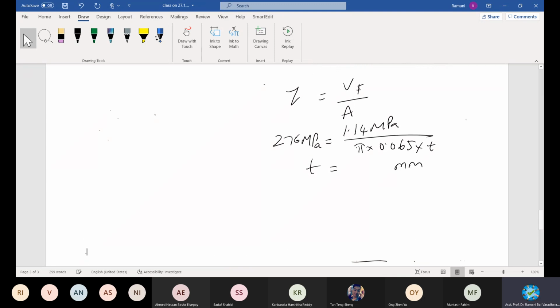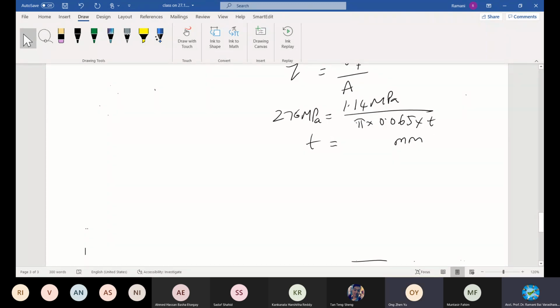Any other answers? All are getting the same answer? 20 mm. Need some more time? You want to give it in mm or meter? You will end up with the meter, right? Because I substituted in meter. When you solve this one, you will get it in meters.